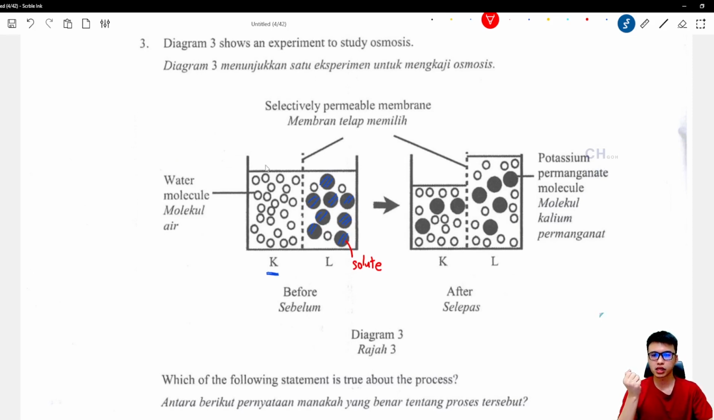Now, we look at these questions. Left one should be hypotonic, and right one should be hypertonic. Look at the plasma membrane here. The selectively permeable membrane only allows the water molecule to pass through because the water molecule is much smaller compared to the solute. So water molecules will diffuse from K to L through osmosis until the equilibrium is reached. You can see here, when the equilibrium is reached, it will stop diffusing.